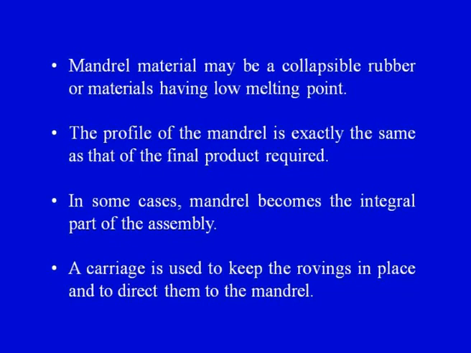In some cases the mandrel becomes an integral part of the assembly. Sometimes it is not a requirement to remove the mandrel, because it has to be a solid product. So, the mandrel will become a part of the final product. We have an inner core, which is a mandrel, and on that core we are doing the filament winding. On the outer periphery we have the polymer matrix composite or fiber reinforced plastic, and inside we have a core, which is a mandrel.